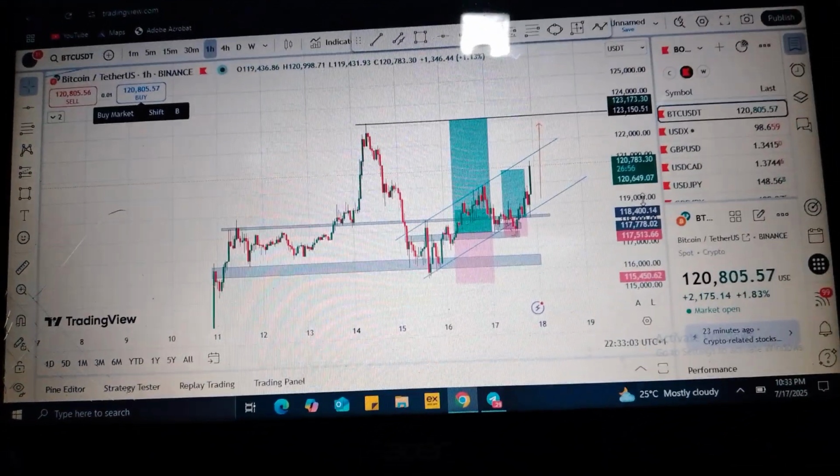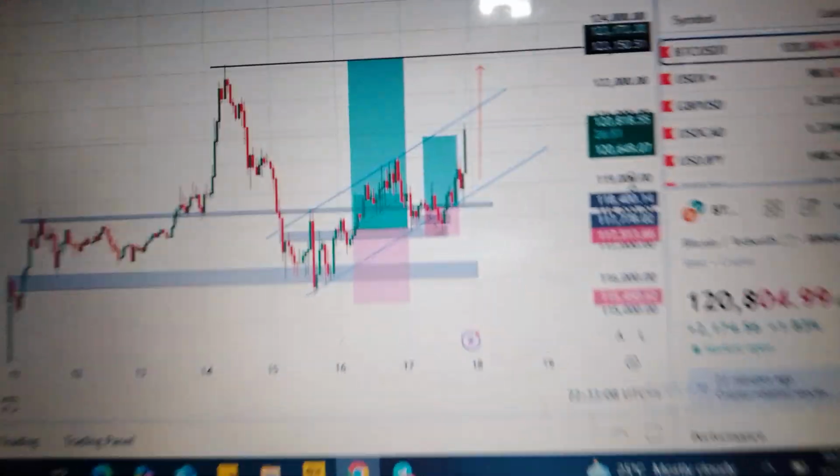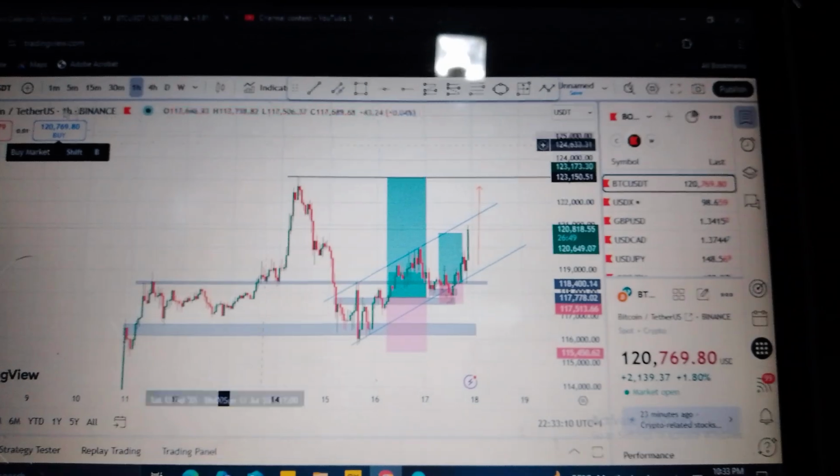So when I entered the chart today, I was like, okay, there's a possibility for there to be a trend line in the market, as you can see. Then I decided to put the trend line.